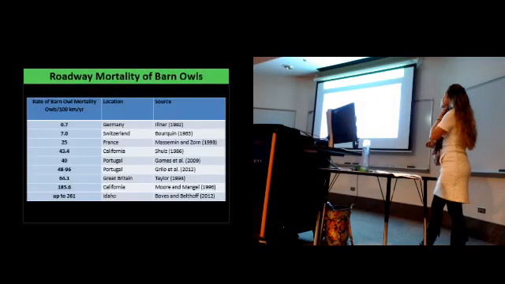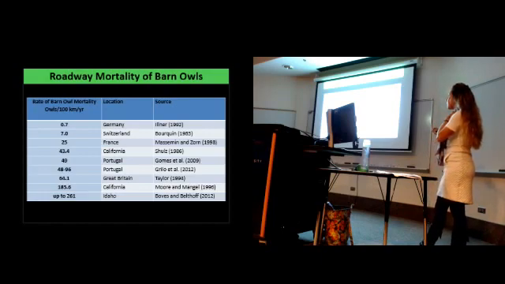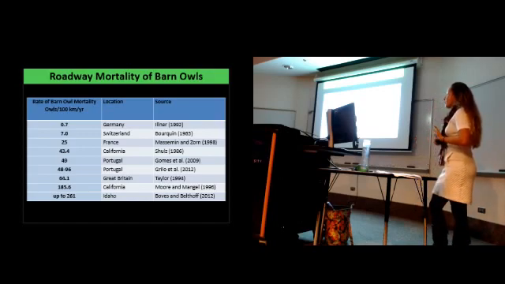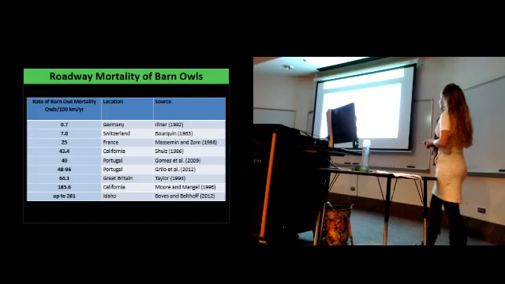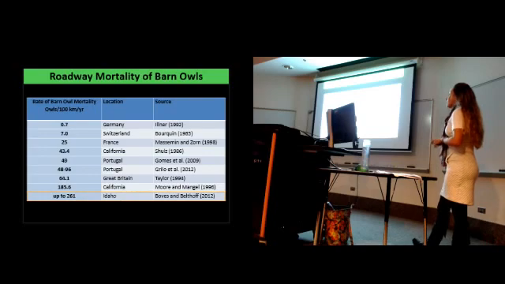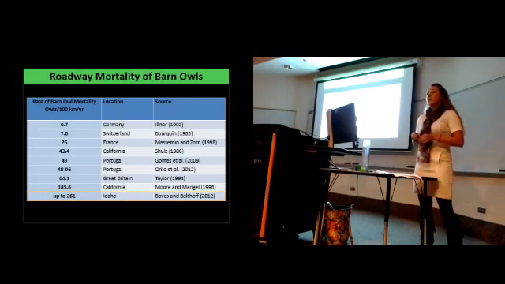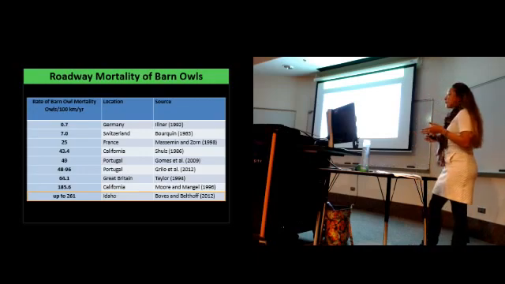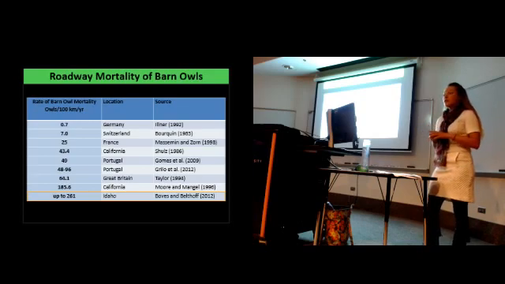Roadway mortality of barn owls is a problem across much of their worldwide range, as I mentioned earlier. This table shows the rates of barn owl mortality given in owls per 100 kilometers per year as a function of location. Germany, Switzerland, France, several studies in Portugal and California have all quantified rates of roadway mortality. But recently in 2012, a study conducted by Boves and Belthoff quantified what is currently the world's highest known rate of barn owl roadway mortality. It occurs right here in southern Idaho on the stretch of I-84 that runs from Boise to Burley, Idaho. They estimate that over 1,500 barn owls are killed annually on this stretch of interstate.